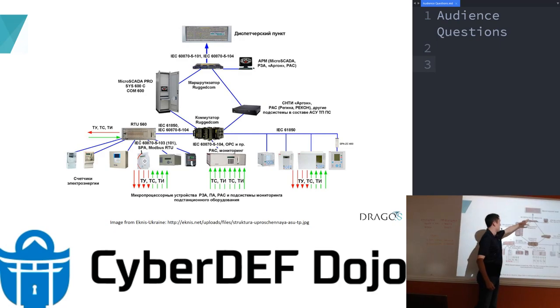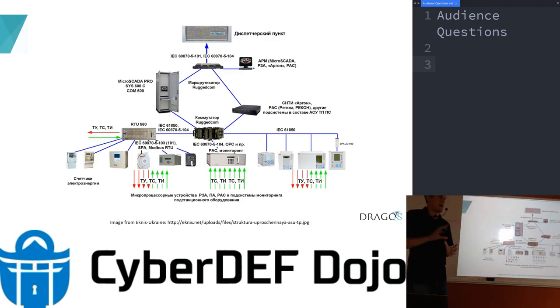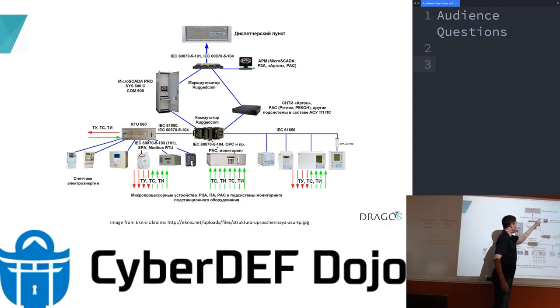You have protocols like 101, which goes over a serial connection. You have 104, which is what we're demoing today. That's 101 just going over TCP/IP, so the actual packet on the wire is the same when you look at it. It's just serial versus Ethernet. You have other protocols down here, like, let's find some of the other ones.